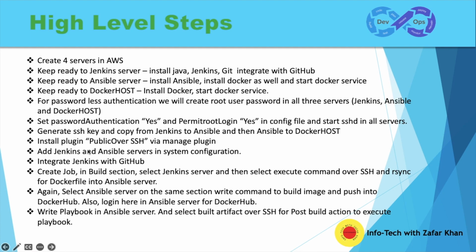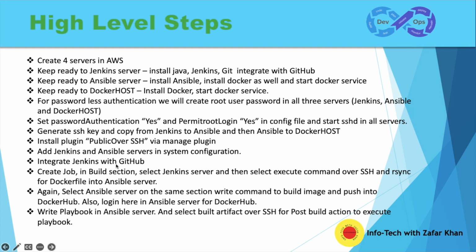And we will also install the plugin, because publish over SSH. It's not a public. Okay. So publish over SSH via manage plugins. Because when we start Jenkins, some plugins are installed by default, but publish over SSH will not be installed. So we will install it manually using manage plugins. And then add the Jenkins and Ansible servers in the system configuration.